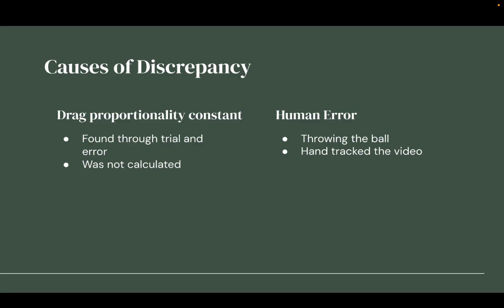Discrepancies in the three paths can be attributed to multiple things. First is the drag proportionality constant. This number was found through trial and error, not calculated, which means that it may not be accurate and the predicted path could be wrong.